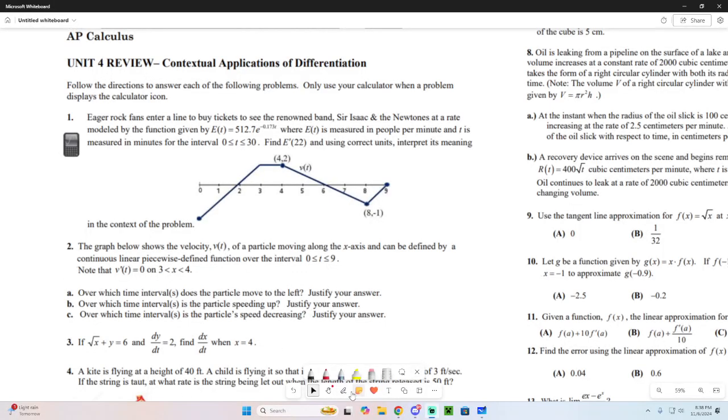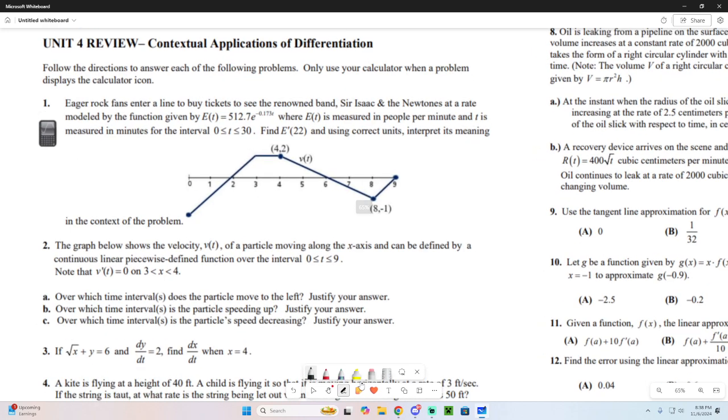Alright, this is the Unit 4 review. These are all going to be test prep questions, so they're questions that are likely to be on the test.